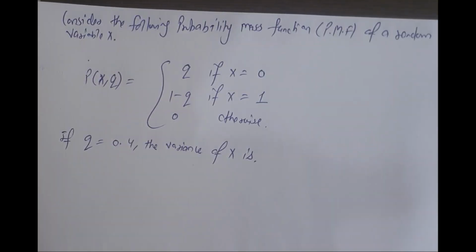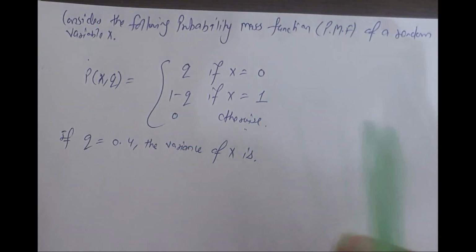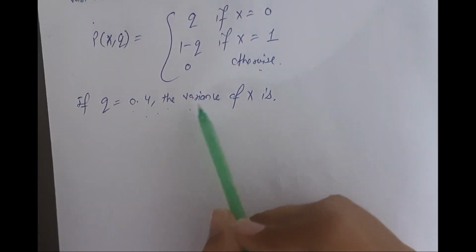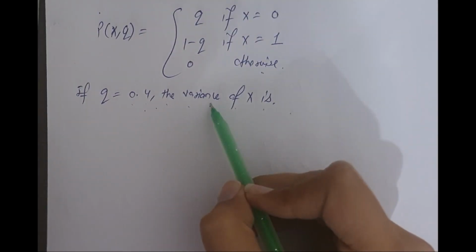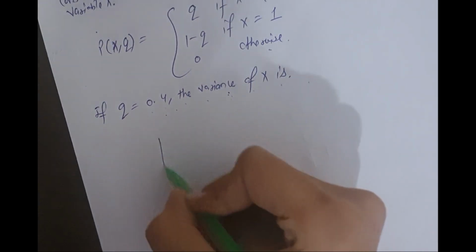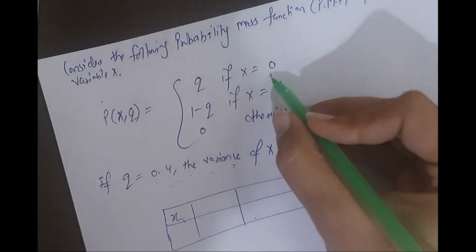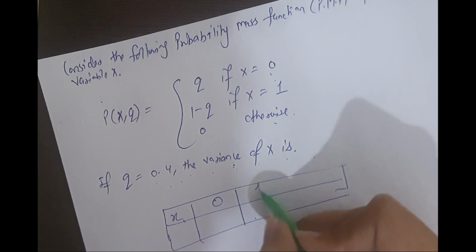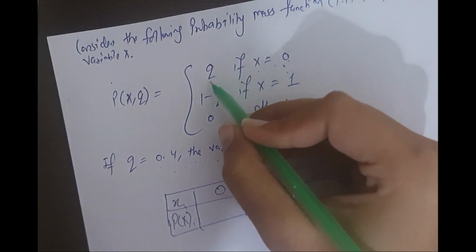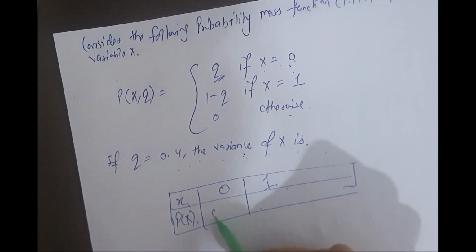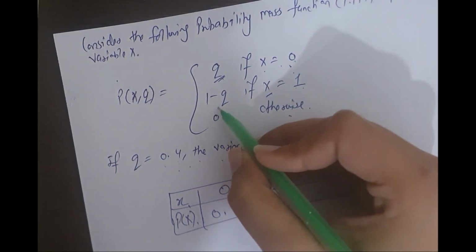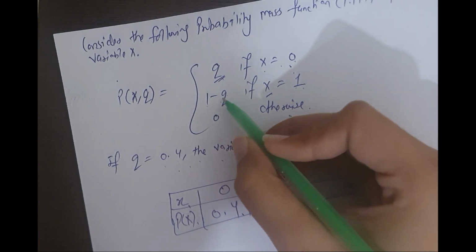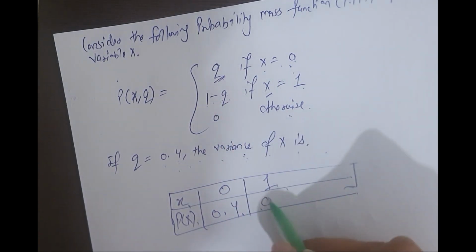Now first question: consider the following probability mass function of random variable x, where this is the function. If q is 0.4, then the variance of x is. Here we have to find the variance. Now how will we find variance? We are given x. Now x is 0, and x is 1. When x is 0, then px is q. What is q? 0.4. When x is 1, then what is px? That is 1 minus q, that is 1 minus 0.4, that is 0.6.